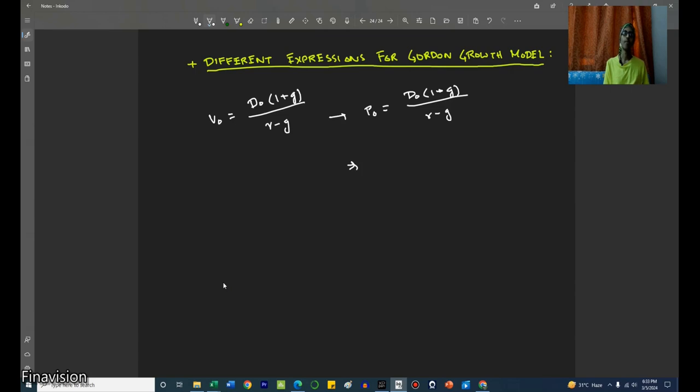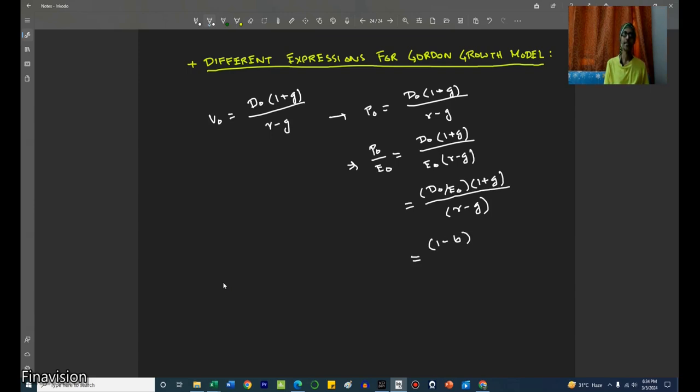Now if we divide P0 by E0, this becomes D0 into 1 plus G by E0 into R minus G. This can in turn be rewritten as D0 by E0 into 1 plus G by R minus G. Now D0 by E0, this you can write as 1 minus B, right?